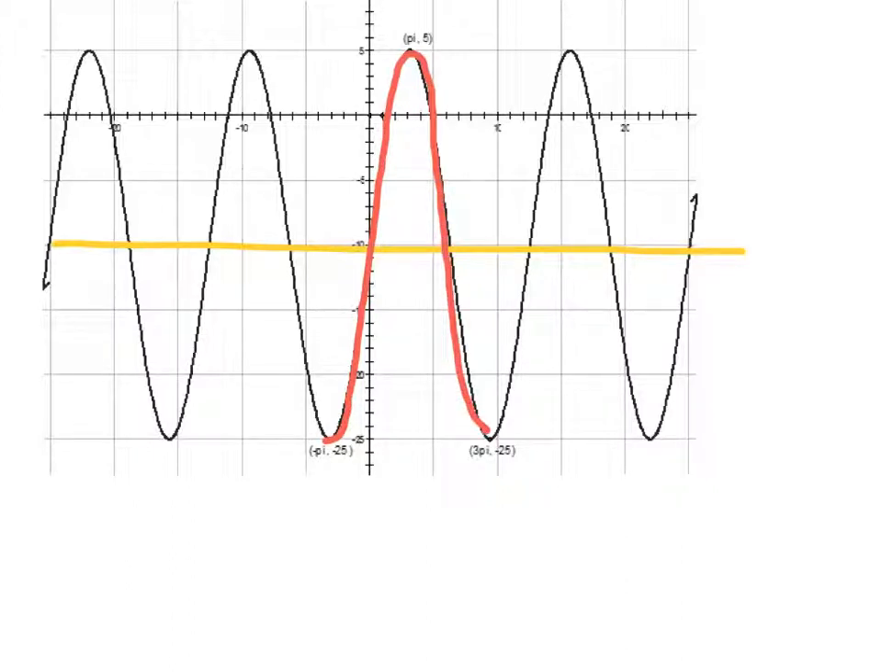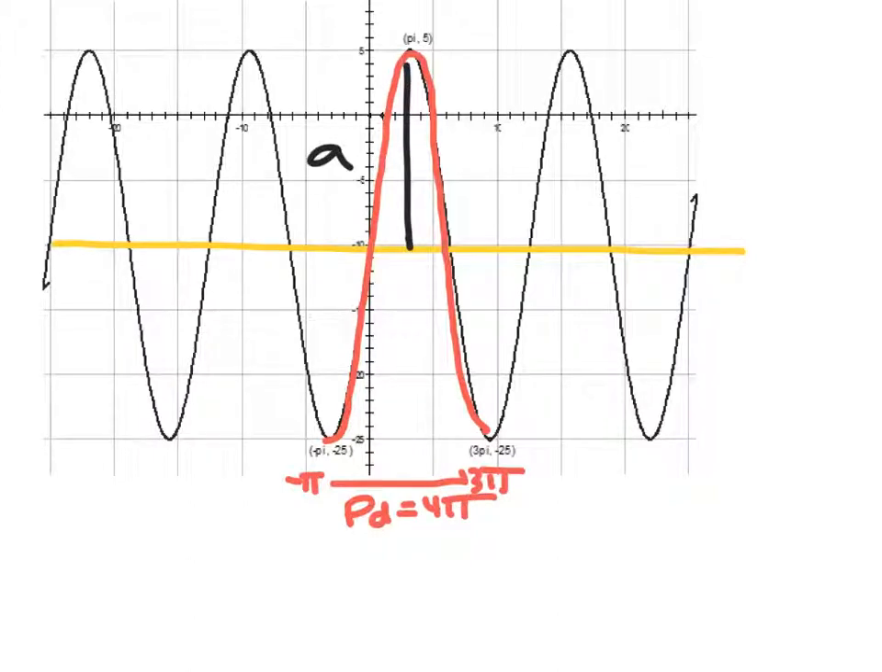So I'm going from negative pi to 3 pi as my length. So if I'm going from negative pi to 3 pi, that means my period is 4 pi. My amplitude, going from negative 10 to 5, is 15. And for this one, I am upside down because normally it starts high, goes low, goes back high. This is upside down, so I'll make it negative.